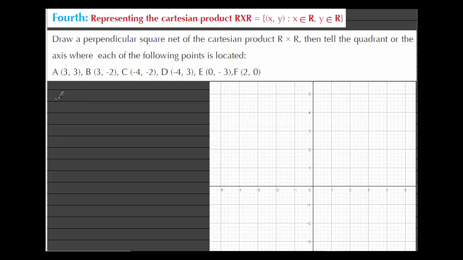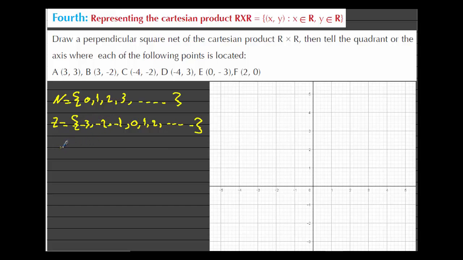Now let us take some points. First, you have to remember that N equals 0, 1, 2, 3, and so on. And Z, the set of integers, equals 0, 1, 2, 3, and so on, and the negative integers, negative 1, negative 2, negative 3, and so on.